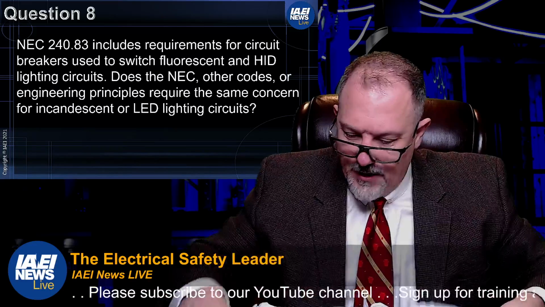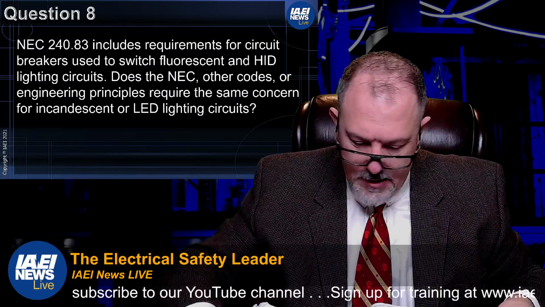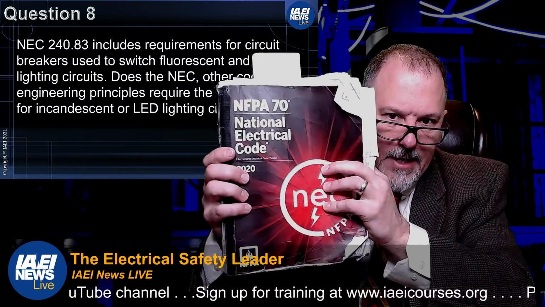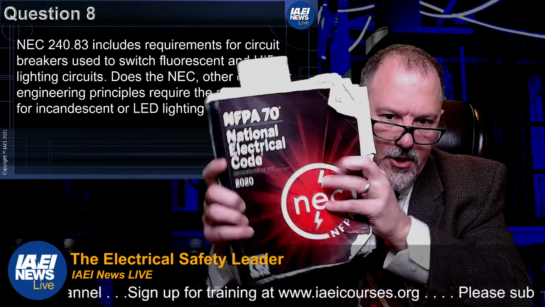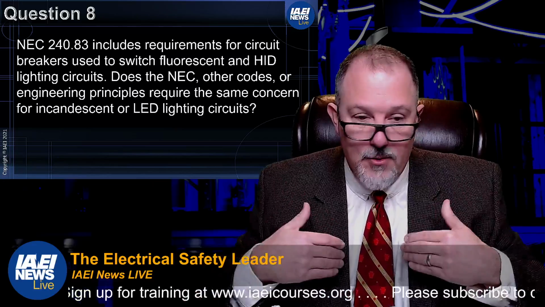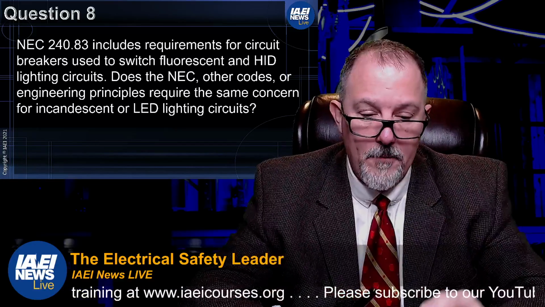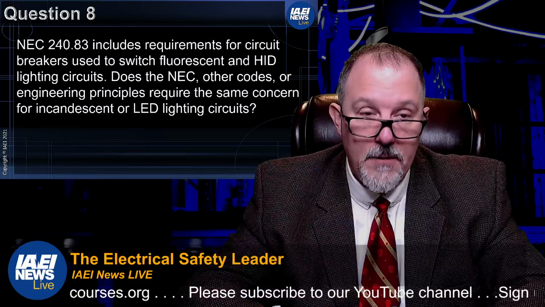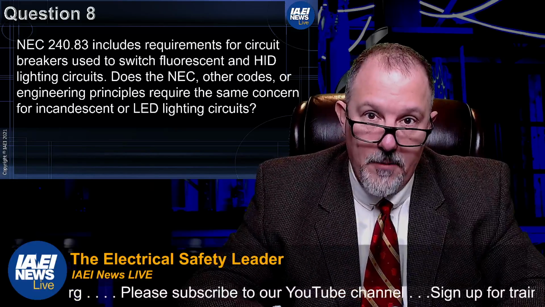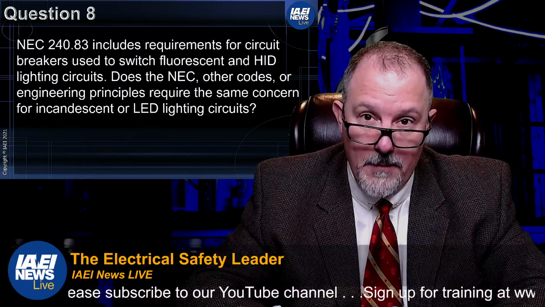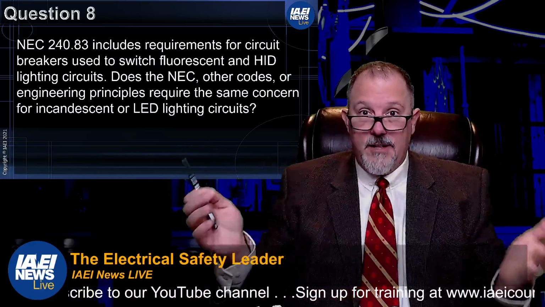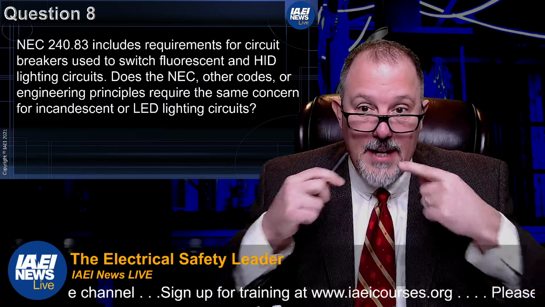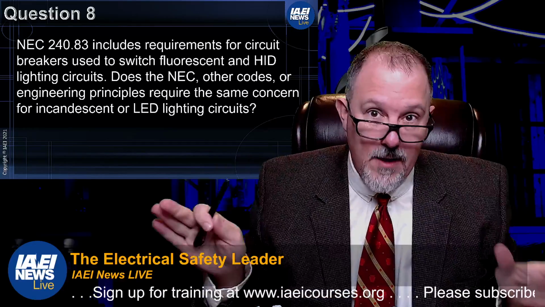So 240.83, open up your book, and again, just in case, the National Electrical Code 2020 version of the NEC is the document that I'm using. And remember, although I sit on code making panels 2 and 10 for the development of this book, I do not speak on behalf of code making panels 2 and 10. I do not speak on behalf of NFPA. I do not speak on behalf of IAEI. What comes out of here was generated here, nowhere else.